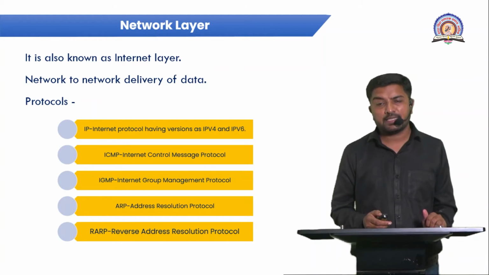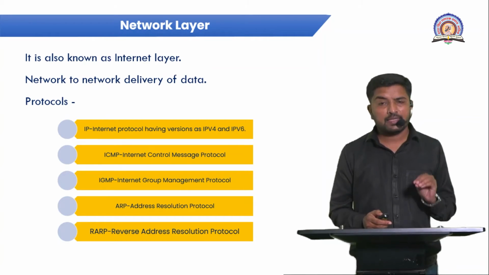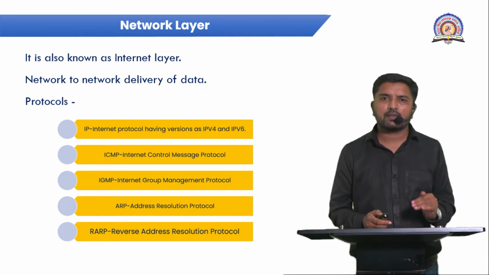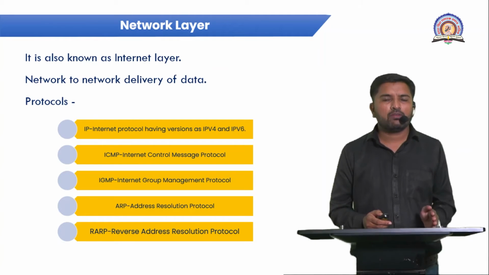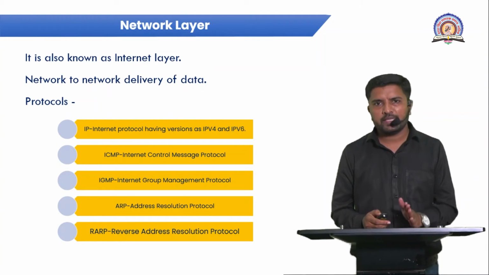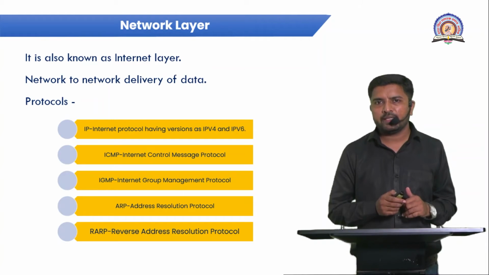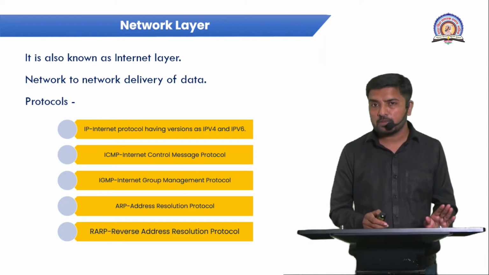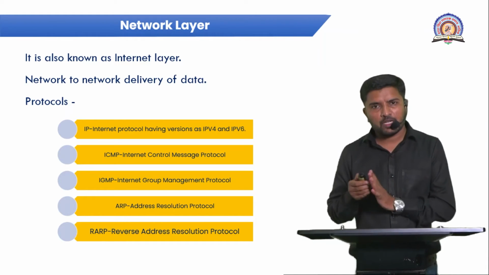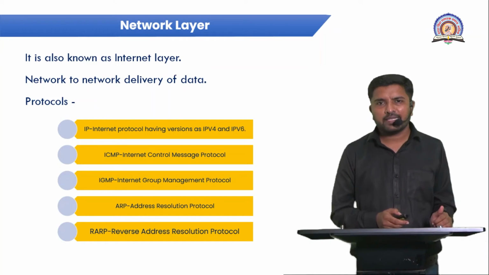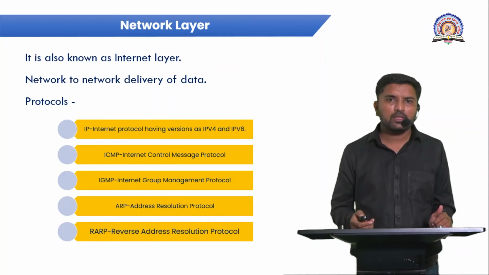The network layer can be called the internet layer. It is the most important layer used in the TCP/IP model. Why? Because this layer contains the internet protocol, known as IP, and the network layer is responsible for network to network delivery. It is not mandatory that the sender and receiver must be part of the same network. They may be part of the same network, or they may be part of different networks also, but for that communication you require network to network delivery, and that is achieved with the help of the network layer.